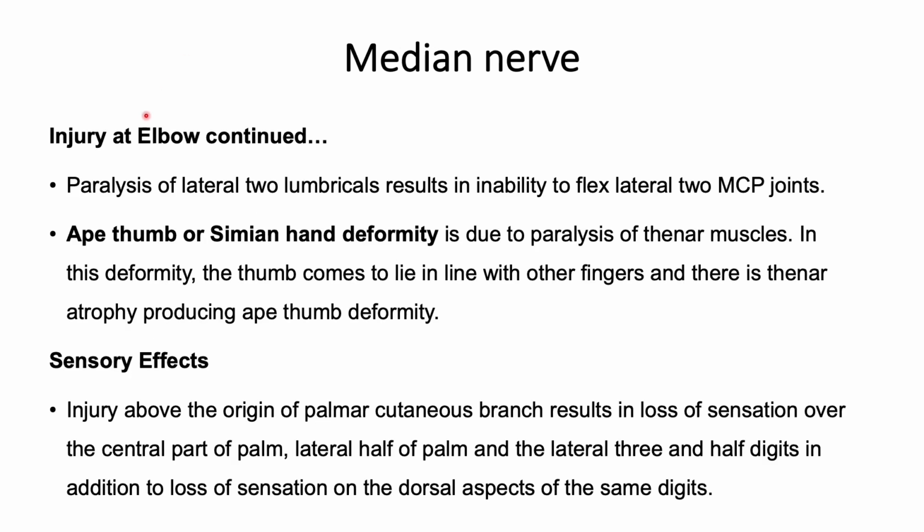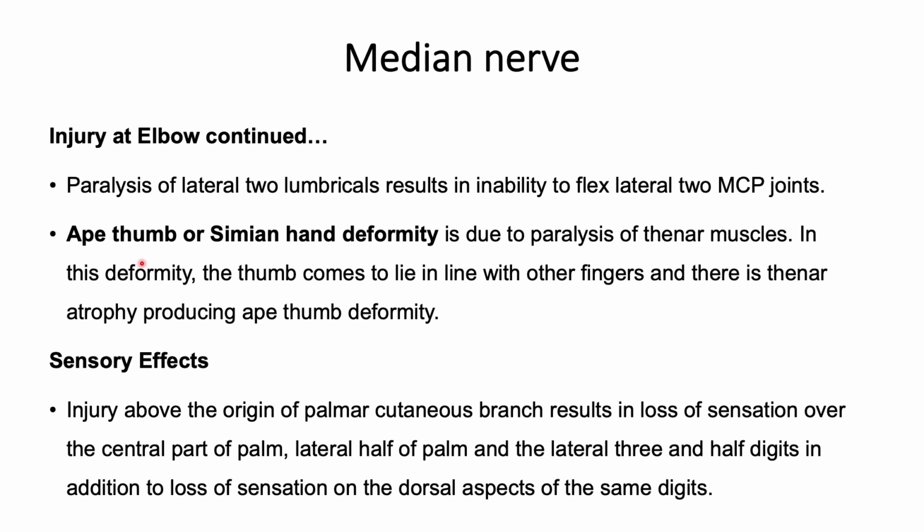So injury at the elbow also affects the lateral two lumbricals, resulting in inability to flex the lateral two metacarpophalangeal joints. As I mentioned, flexion at the metacarpophalangeal joint is assisted by lumbricals. So if the lumbricals are paralyzed, there will be difficulty in flexing the lateral two metacarpophalangeal joints.